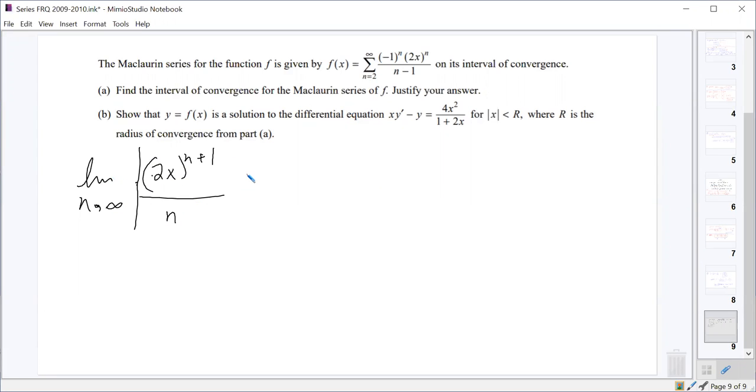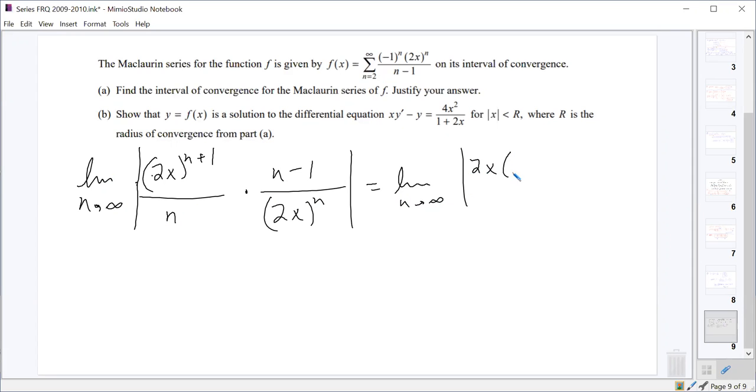And then we'll divide that by the original series, so we'll multiply by the reciprocal of it. So that'll be an n minus 1 in the numerator and a 2x to the n in the denominator. Everybody good there? Giving us a limit as n approaches infinity of the absolute value of 2x times the n minus 1 over the n, which is just the absolute value of 2x.